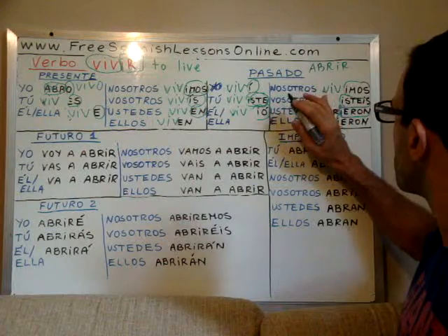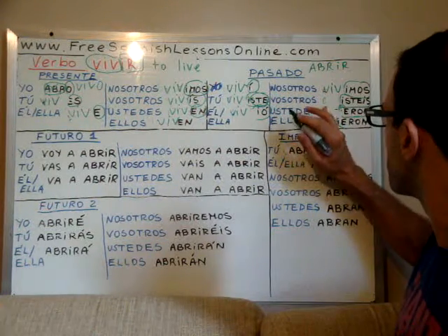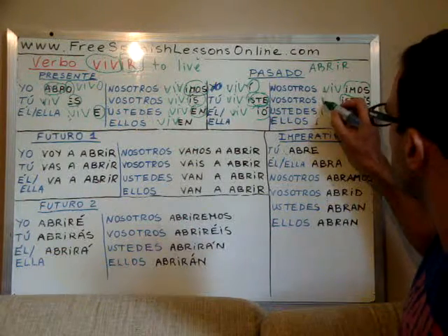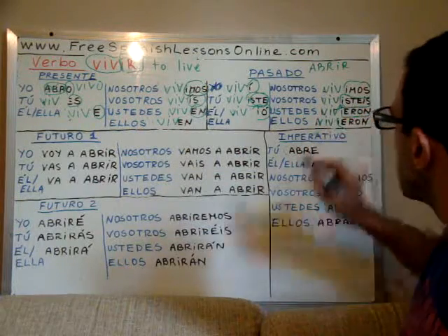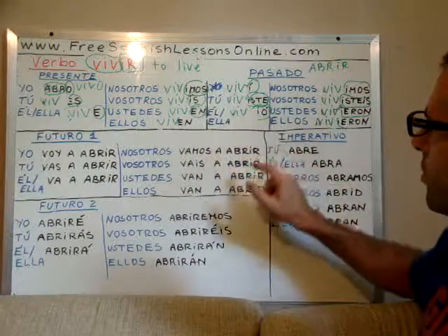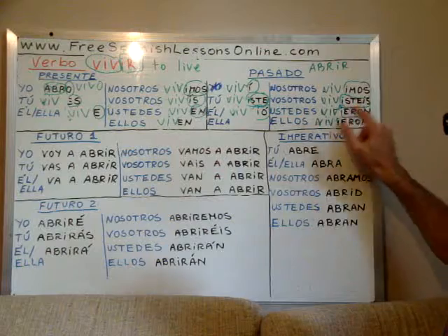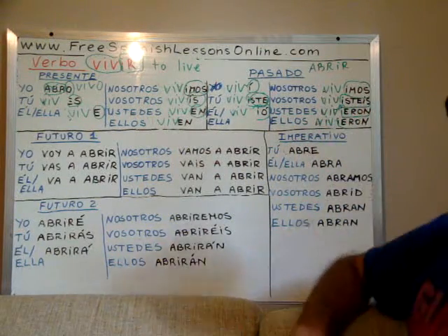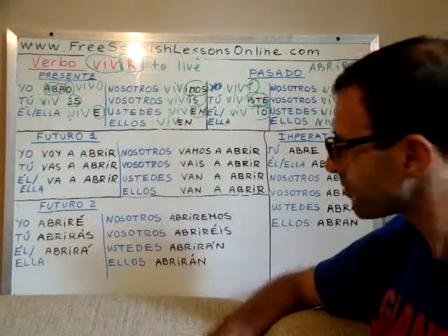And let's change this as well. Sorry, here I deleted something. I should not. Viv, viv, and viv. Okay, so yo viví, tú viviste, él vivió. Nosotros vivimos, vosotros vivisteis. Ustedes vivieron, ellos vivieron. That's the simple past for the verb vivir, to live.